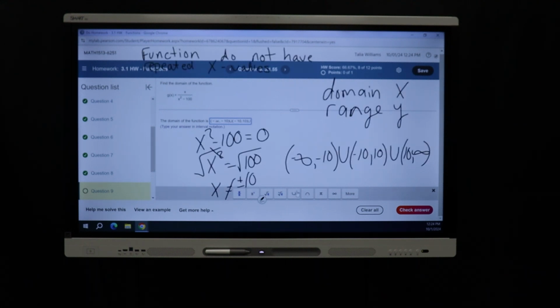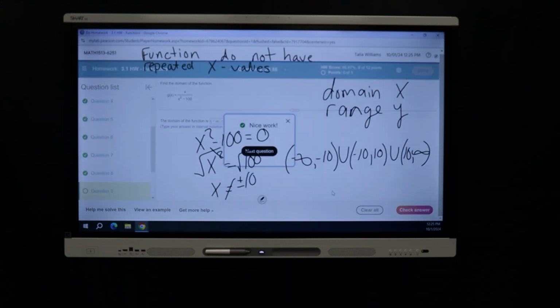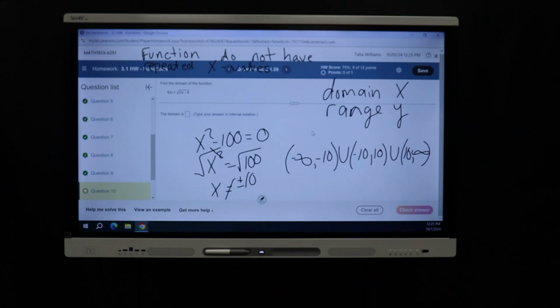Union again, 10 to infinity. And don't put commas by your unions, but be sure you use them. You can't use a U on your keyboard, it does not like that. At least it didn't in the past. Okay.